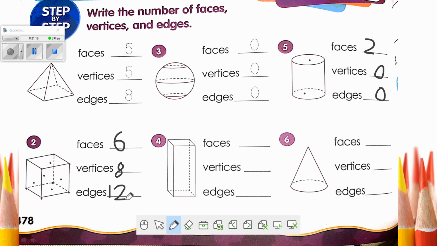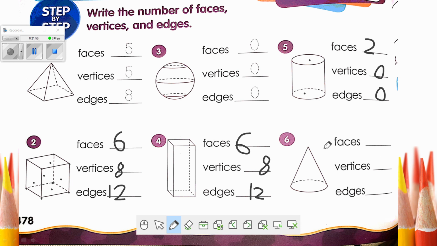edges. I said the cube and the rectangular prism have the same number of faces, vertices, and edges. So the cube and the rectangular prism are the same: 6 faces, 8 vertices, 12 edges. And you can check the answer by yourself, okay?